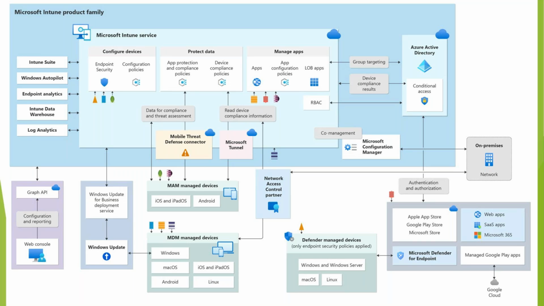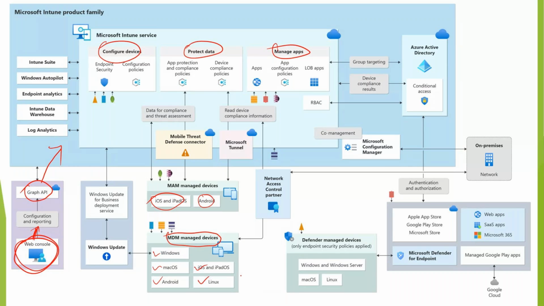So when you create your subscription, you get a web console. Whatever changes you make in the web console, in the backend all the configuration is done through Graph API. The Graph API is basically like a connector, like a reader, which reads the configuration, whatever changes you would like to make, and applies those changes according to your requirement in Intune. So you configure devices, protect data, manage apps, right? You will be able to manage apps on iOS, iPad, and Android devices. Plus, you can do device management for Windows, macOS, Android OS, iOS, iPad, Linux, and Chrome OS is also there, which is not shown here. You can manage Chrome OS as well.